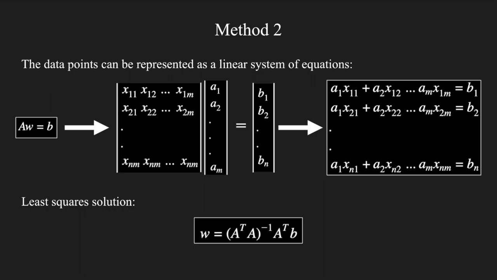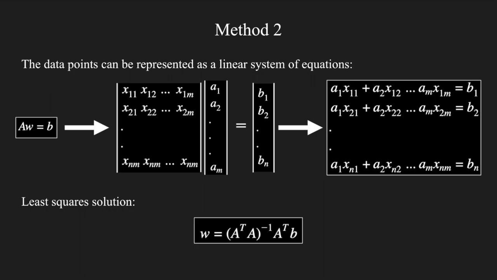The W that gives the best approximation is known as the least squares solution and is given by W equals (A^T A) inverse times A^T B. For those of you unfamiliar with linear algebra, A^T is the transpose of A, and (A^T A) inverse is the inverse of the matrix A^T A. You do not need to know the specifics of how to obtain an inverse or how to transpose a matrix for this project, since we have codes or commands that can do these for us.